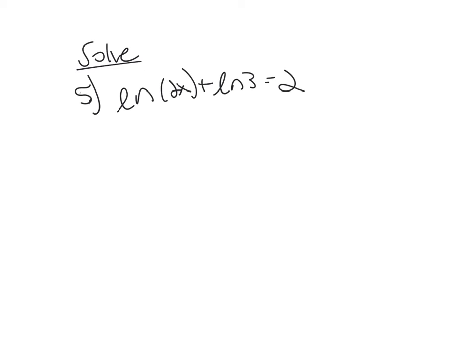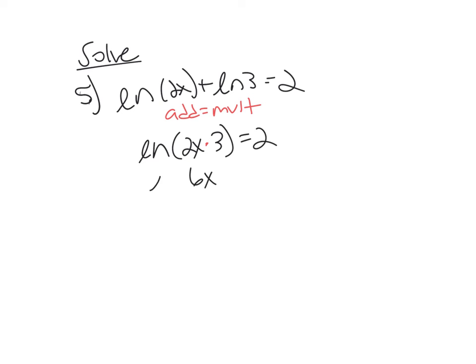Well, here we know that if we have a natural log plus a natural log, addition means I can simplify using multiplication. So natural log of the first, 2x, times the second one, which is 3. Well, what is 2x times 3? That is 6x. Well, I'm stuck. I need to solve for x. It's in the natural log.